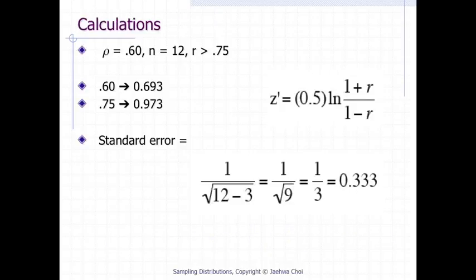Let's return to the question of determining the probability of getting a sample correlation of 0.75 or above in a sample of 12 from a population with a correlation of 0.6. The first step is to convert both 0.6 and 0.75 to z primes. This can be done from the formula shown previously, a table, or an online calculator. The values are 0.693 and 0.973, respectively. The standard error of z prime for n equals 12 is 0.333.